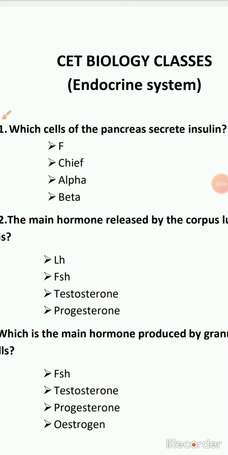Okay, let's move on to the first question. Which cells of the pancreas secrete insulin? And the first option is the F cells.